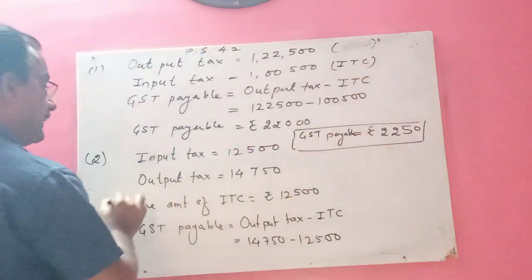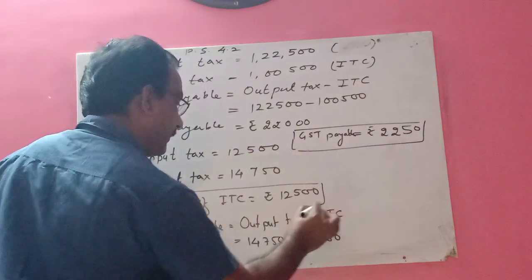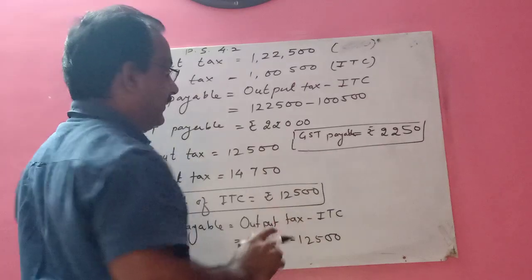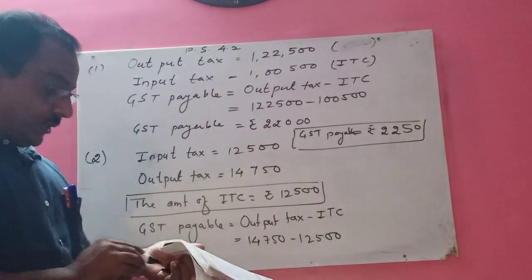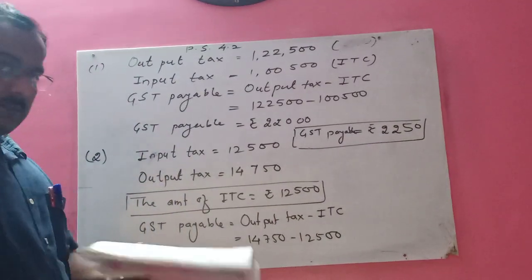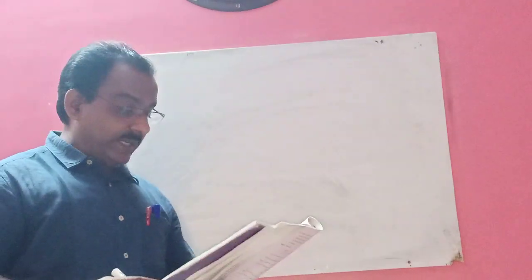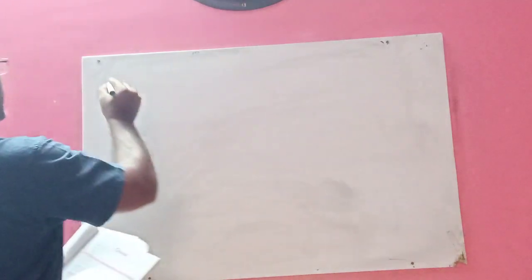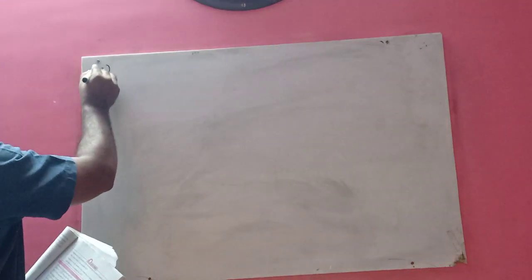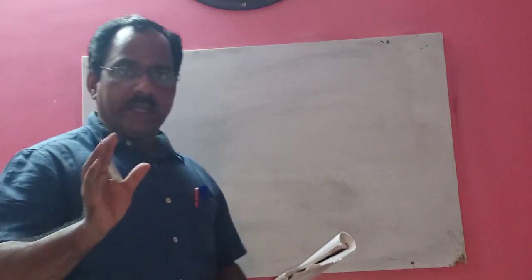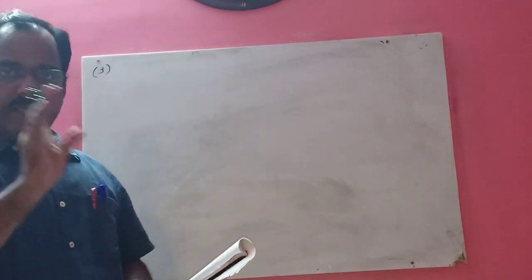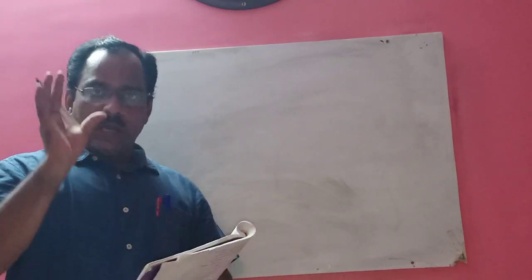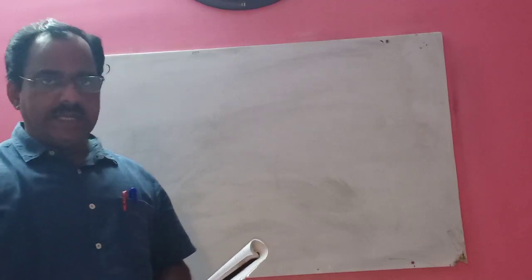So this is the first answer and this is the second answer. Children, I hope that all of you have understood this sum. Now after this I will do question number 3. So children, now question number 3. Okay. See question number 3. All of you are getting, children? See the same thing, GST payable is equal to output tax minus ITC.